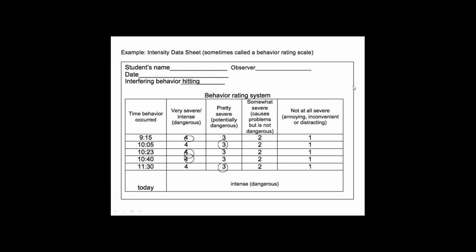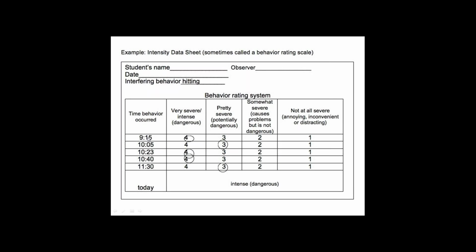Here's another example of a data sheet. So again, we have the interfering behavior is hitting. Again, we don't have that defined. Is it open fist? Is it closed fist? Is it hitting a person? Is it hitting a desk? We don't know. So what we have here is the time the behavior occurred.